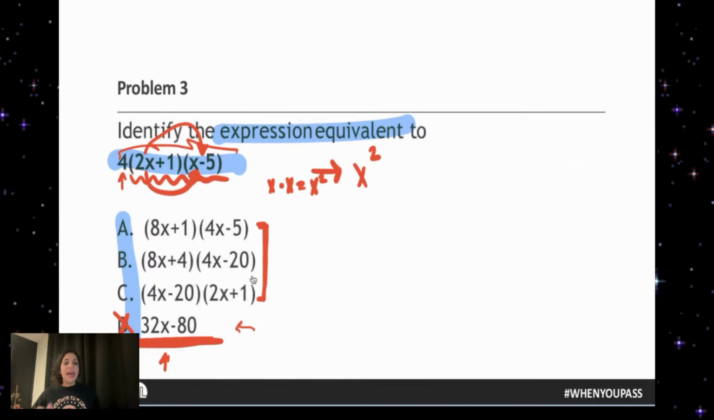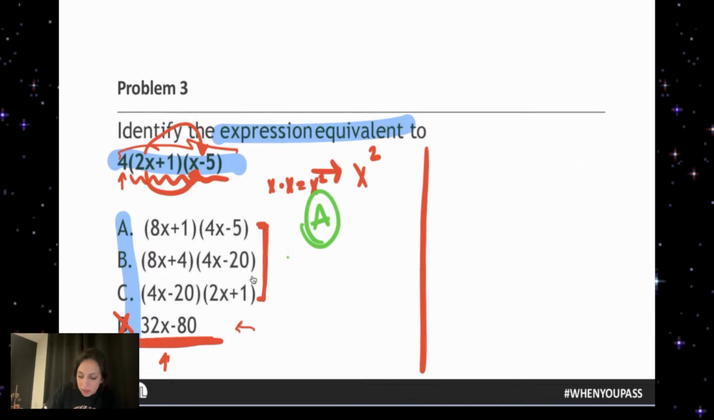That said, now I can look through these answer choices and decide, okay, what did they do? Did they, A, multiply the 4 into the 2x plus 1?